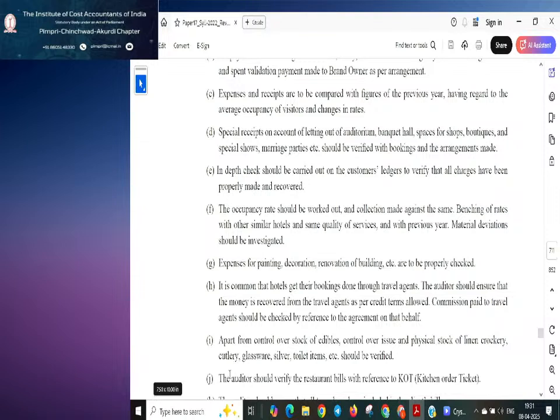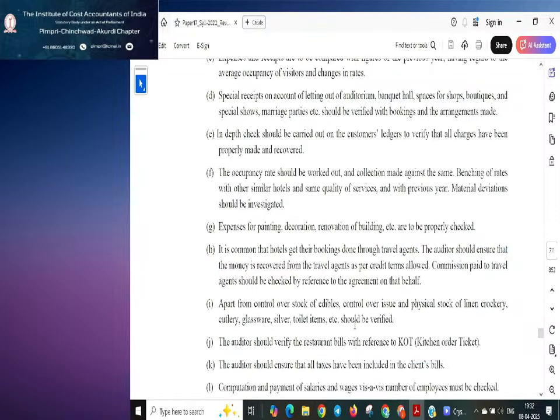Next, expenses for painting, decoration, renovation of building, etc. are to be properly checked. Like for example, if something is hosted, if it's a marriage party or something, if the decoration is provided by the hotel itself, that will also be included in the package. It is common that hotels get their bookings done through the travel agents. The auditor should ensure that the money is recovered from the travel agents as per the credit terms allowed, and the commission paid to them should also be checked according to the agreement.